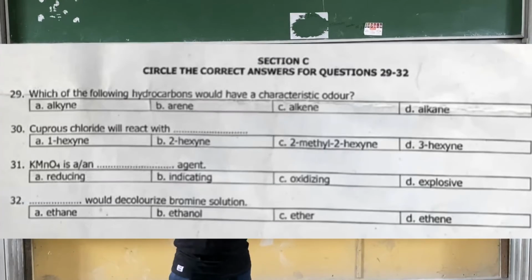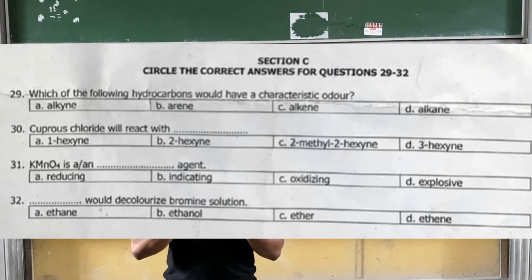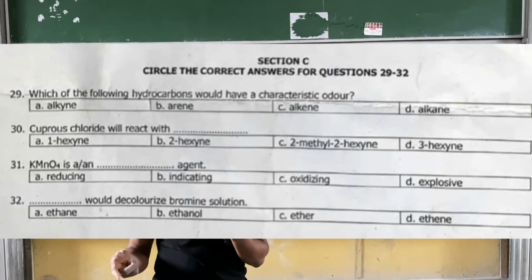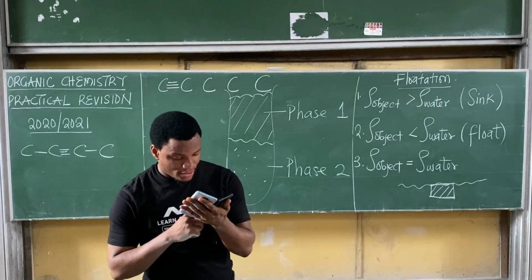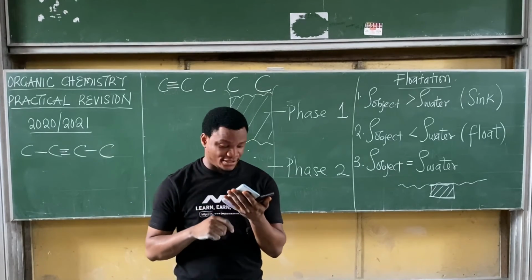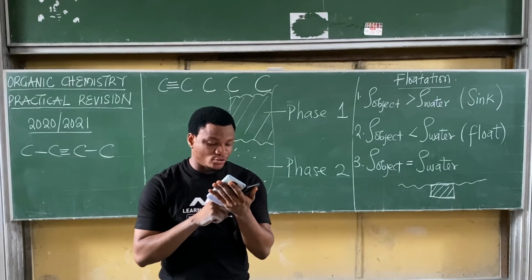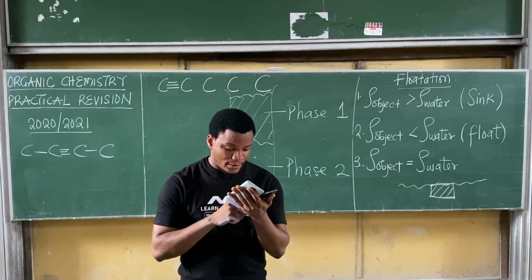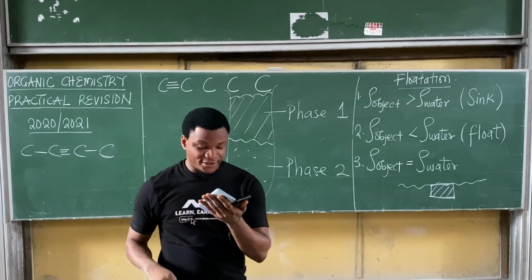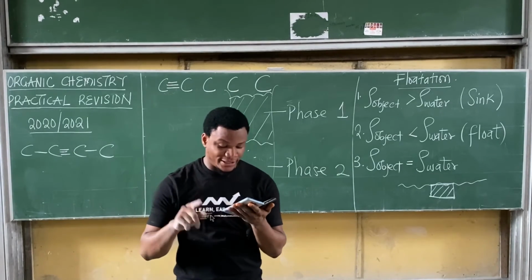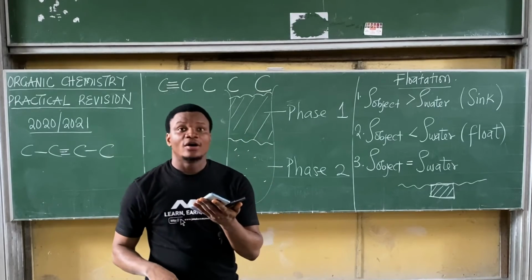Okay. 31. Potassium permanganate is an... The answer there is C, oxidizing agent. 32. Dash would decolorize bromine solution. The answer there is D, 18. Section D.